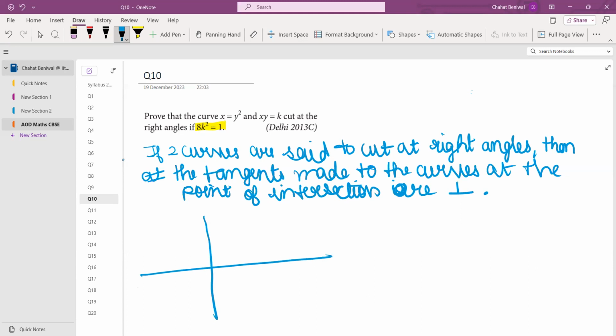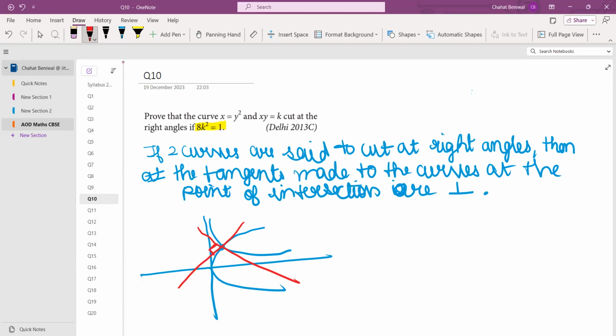Okay. So basically, let us try to draw this thing. So we are having one curve which is y square is equal to x, and we have another one which is xy is equal to k. Okay. So these curves are cutting at this point. According to the definition, if they are cutting at right angles, that means the tangents drawn to them, let us suppose one tangent is here, another one is here, are making a right angle with each other. Okay. So how can we use this information?